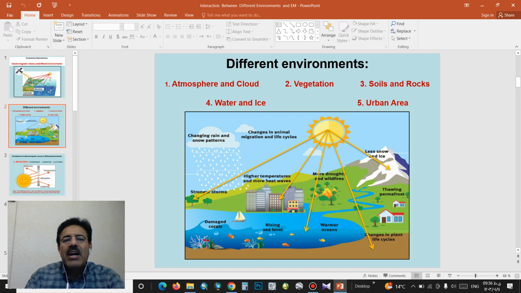But different environments include five environments. One, atmosphere and cloud. Two, vegetation. Number three, soils and rocks. Number four, water and ice. Number five, urban area.